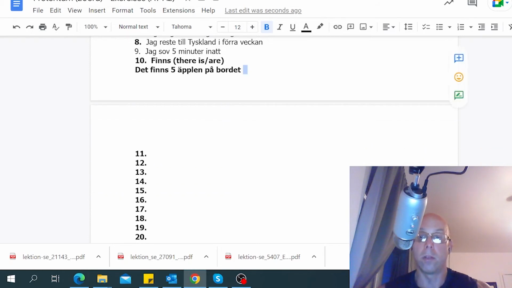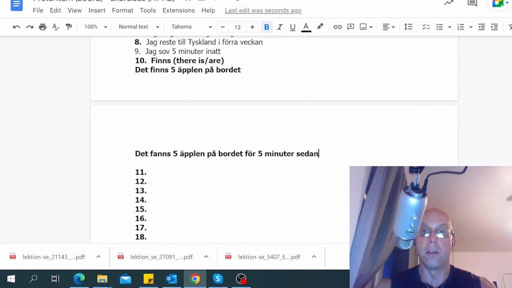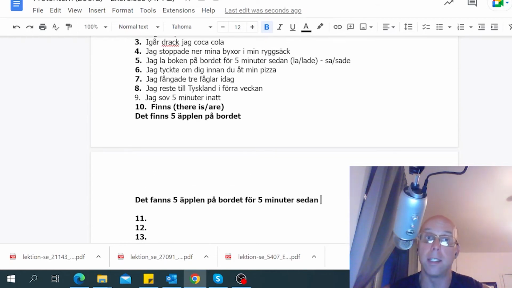Or, if we wanna make it in the past, which was the point of the exercise, it changes to fanns. Det fanns 5 äpplen på bordet för 5 minuter sedan. And because we said för, that means there were 5 apples on the table 5 minutes ago, but not anymore.